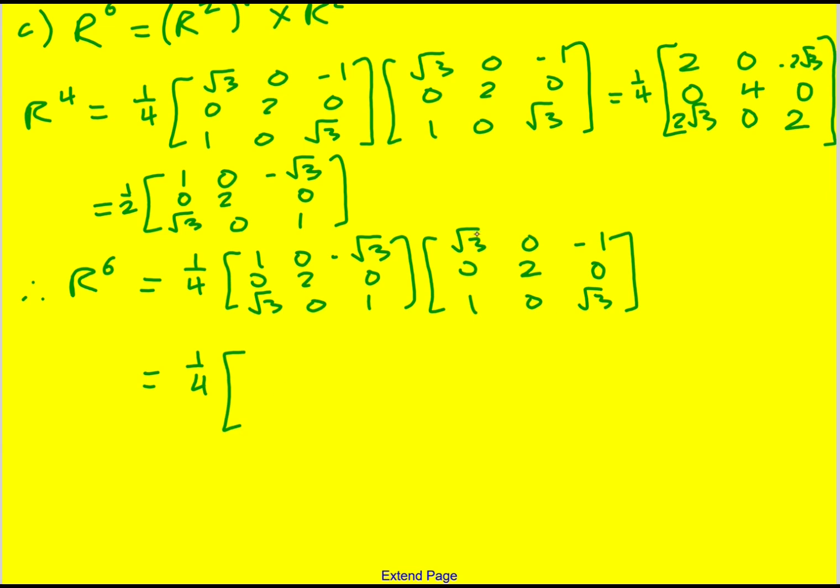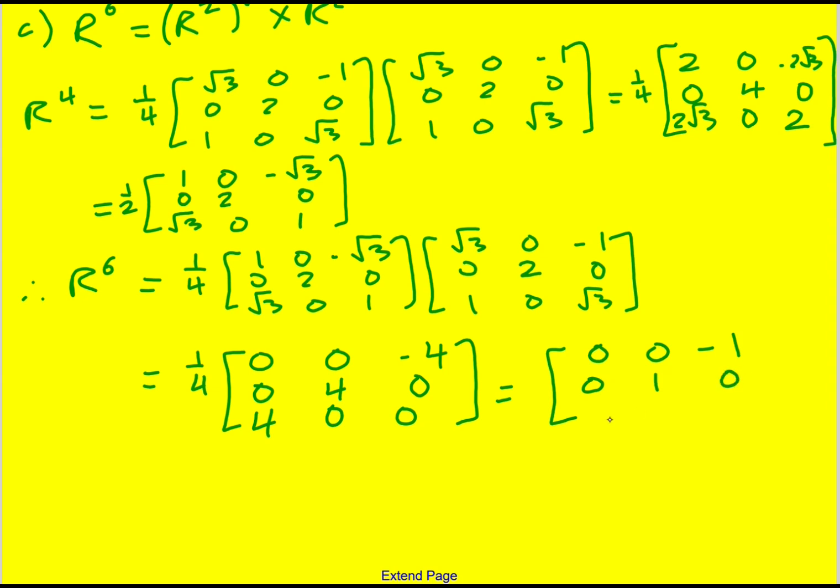Okay, so this time, root 3 minus root 3, I'm actually going to get a 0 here. Then another 0. Then minus 1 minus 3, I'm going to get minus 4. 0, 4. This is the most fiddly one, the r to the 6. 4, 0, 0, which will become 0, 0, minus 1, 0, 1, 0, 1, 0, 0. Cool.